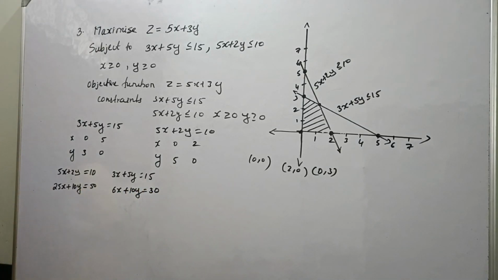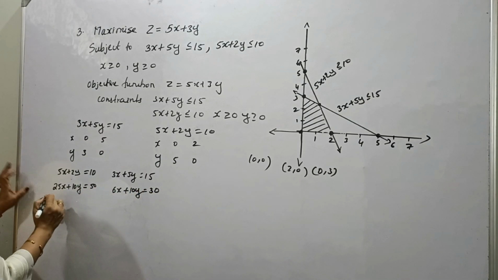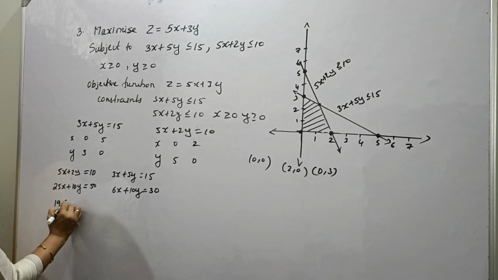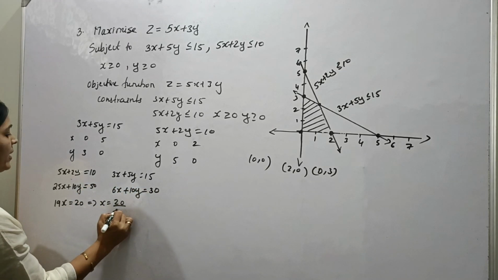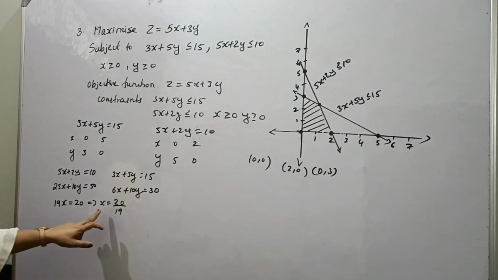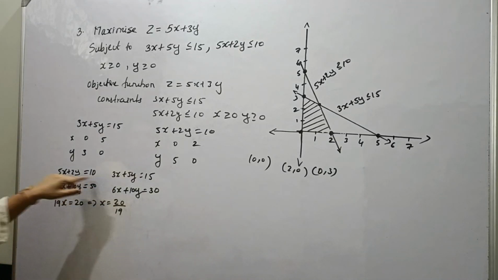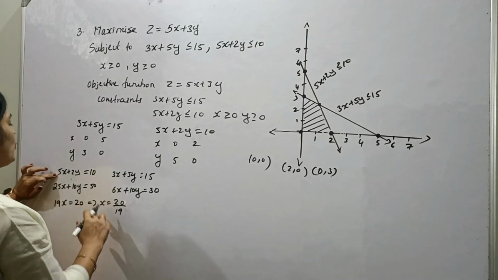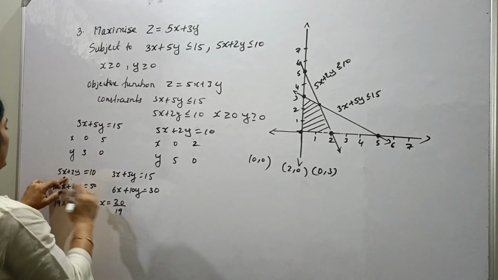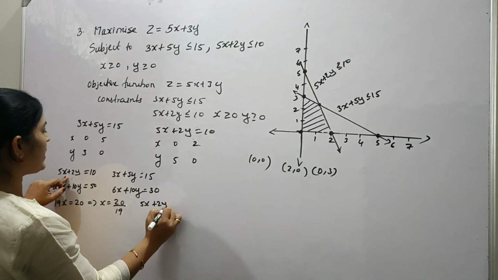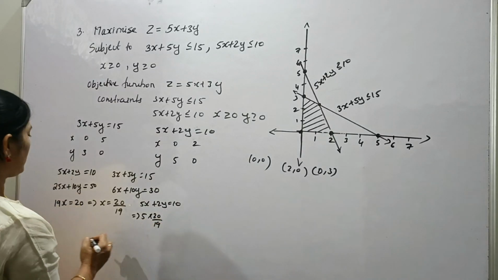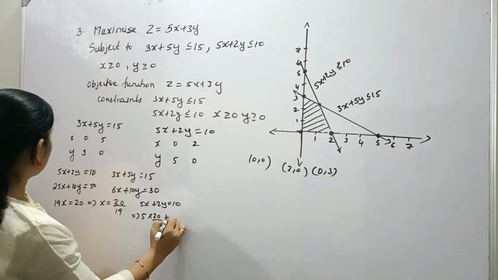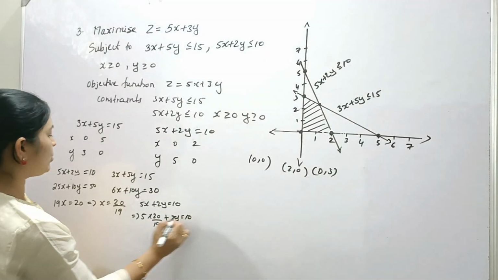Okay. Next, subtract these two equations. We will get 25 minus 6 is 19x. The 10y is cancelled. Okay. That is equal to 50 minus 30, 20. That implies x is equal to 20 by 19. Okay. So next, substitute this x is equal to 20 by 19 in any of these equations to get the value of y. So here let's substitute in 5x plus 2y is equal to 10. 5 into 20 by 19, okay, plus 2y is equal to 10.